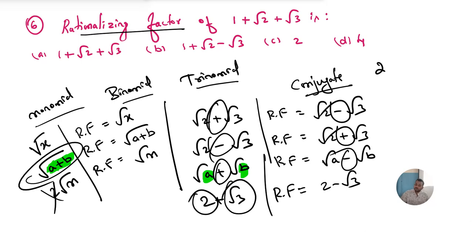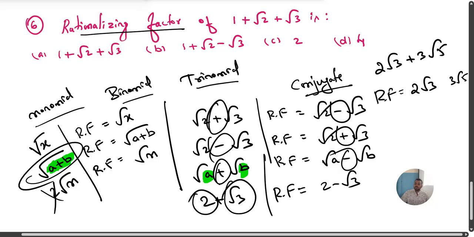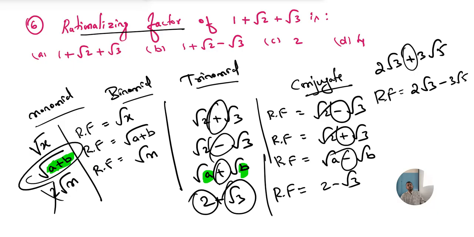So what about 2 root 3 plus 3 root 5? What is the conjugate or rationalizing factor? The answer is 2 root 3, 2 root 3 only, 3 root 5, 3 root 5 only, but only plus you should write. It is binomial. Got the difference between monomial and binomial? In monomial, we get a single root. In binomial, we get either both surds, or one natural number and one irrational number, a surd. It is called binomial.